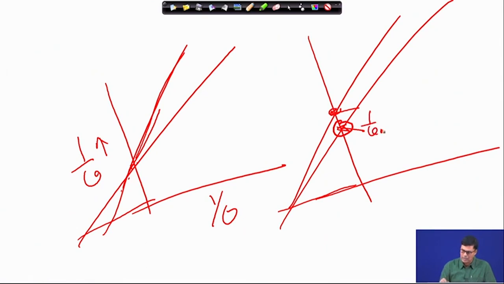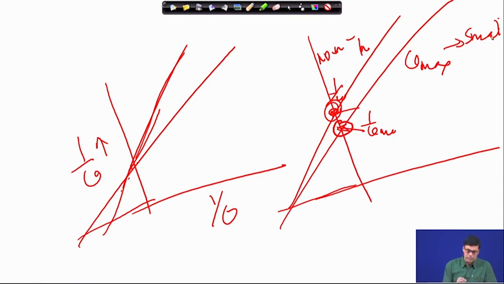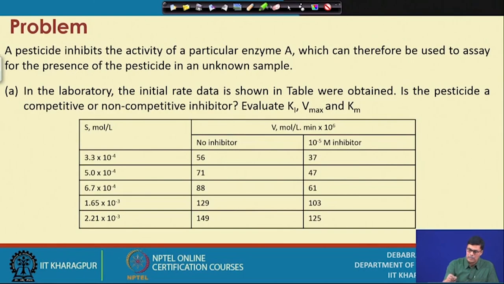In case of non-competitive inhibition, 1 by Vmax will be higher, since Vmax will be smaller. That is exactly what we shall have to do in this problem: find out the nature of the slope, and from this we can determine whether it is competitive or non-competitive inhibition. Now, we know the rate equation for competitive inhibition, and we know the rate equation for non-competitive inhibition. If we use that rate equation, then we can find out the values of Ki, Vmax and Km. These values we can easily calculate.